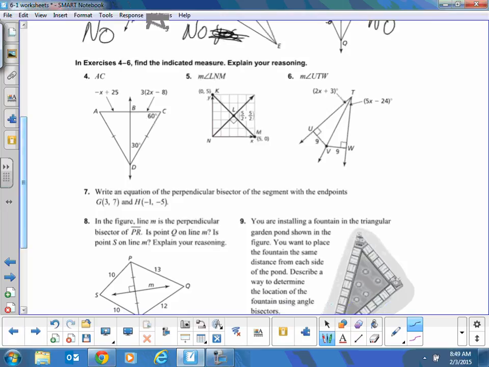Explain your reasoning. Find the indicated measure. Negative x plus 25 equals 6x plus 4, minus 4. Is that a negative 49? Yeah. Okay. When did you turn it to 5x? I brought this 6x over, so it was negative when I brought it over and joined this negative x.